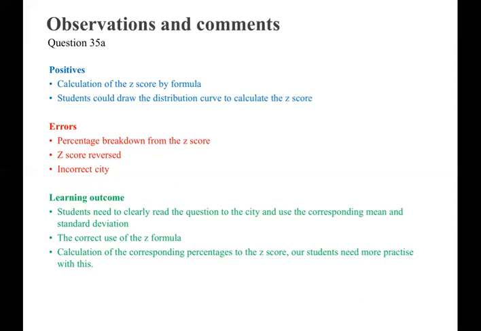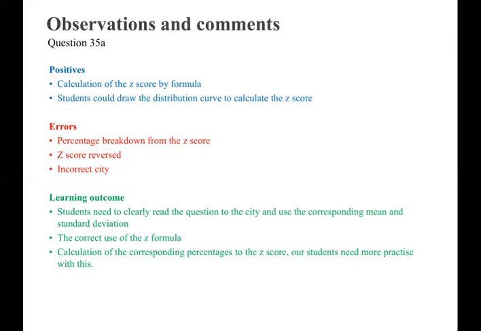The errors that came from it was once they got their Z-score, the percentage breakdown of the Z-score really caused them the most grief here. Sometimes they reversed the Z-score, so they didn't actually accurately transfer it from the formula sheet. Sometimes they did the wrong city, which was really disappointing, or they got the wrong mean and standard deviation.